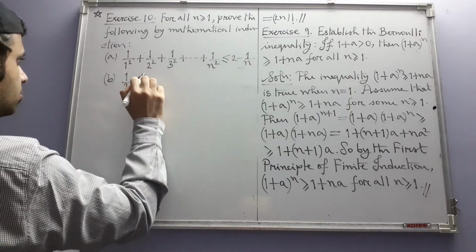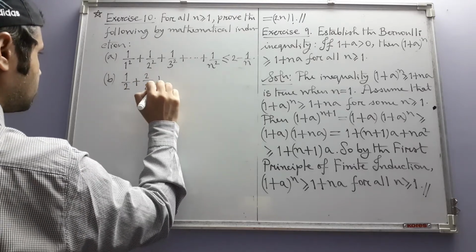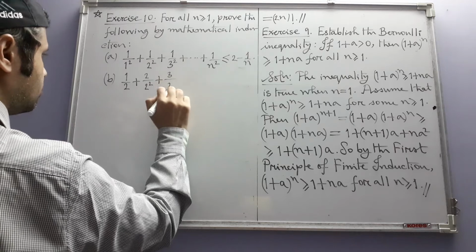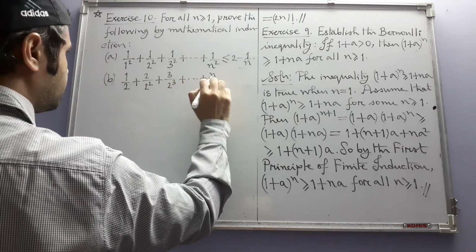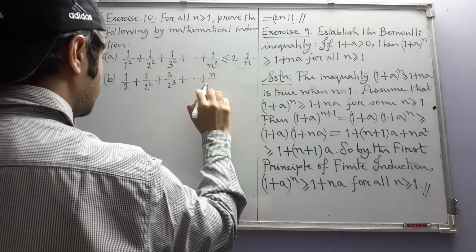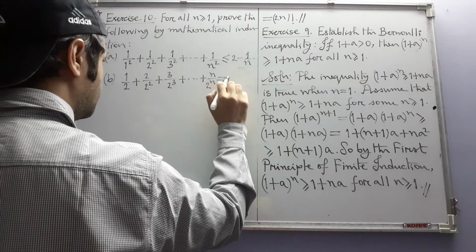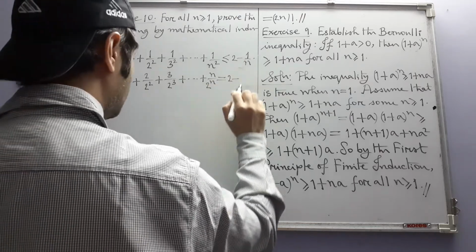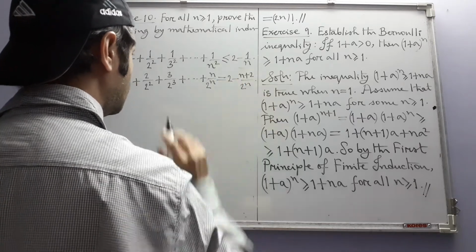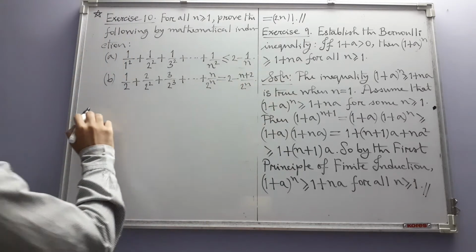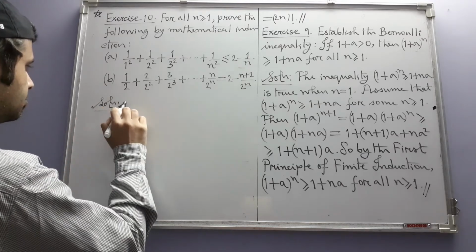1 over 2 plus 2 over 2 square plus 3 over 2 cube, like that, plus n over 2 to the power n is equal to 2 minus n plus 2 divided by 2 to the power n. Should not be very complicated.